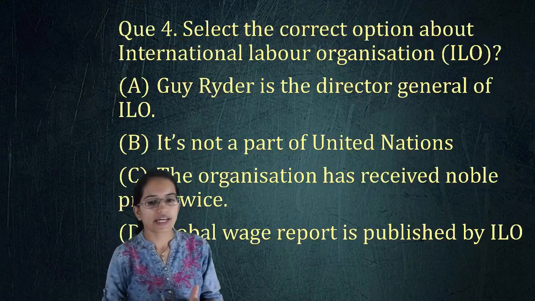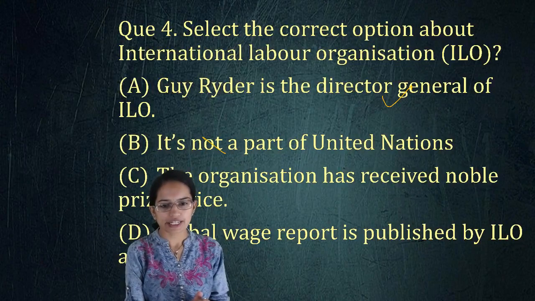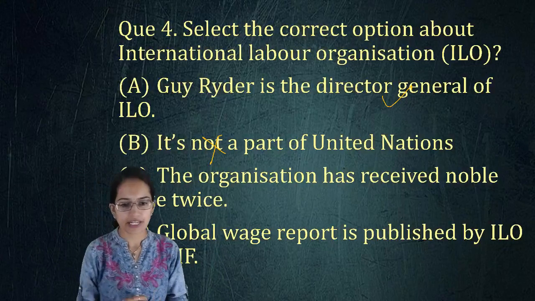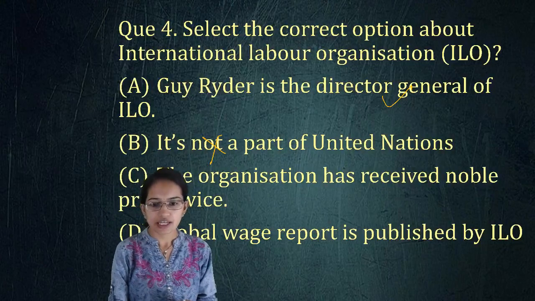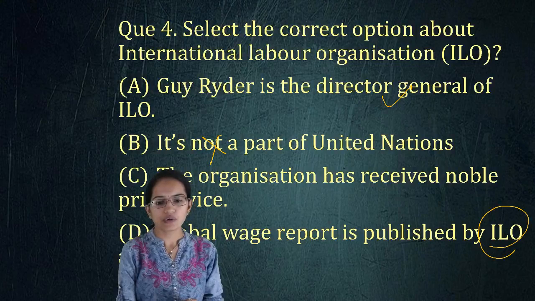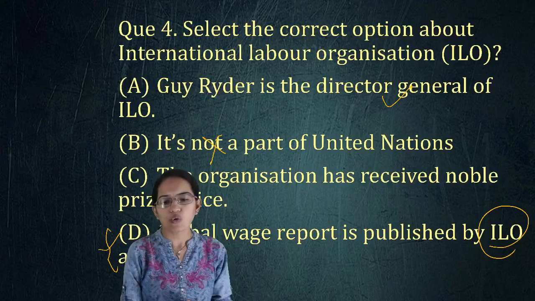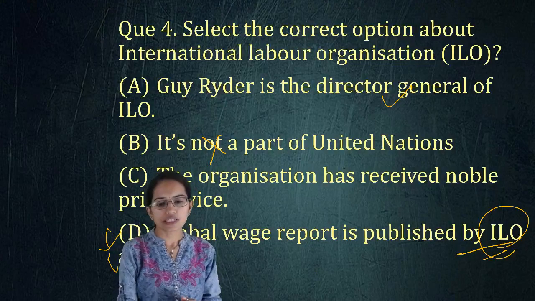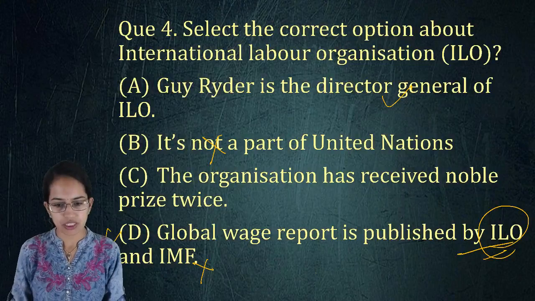So Guy Ryder is the Director General of ILO. That's correct. It's a part of United Nations. So this is incorrect. The organization has received Nobel Prize once, and the report that has been published is only by ILO, not by IMF. Okay, so that's the confusion. The global wage report which is published is only and only by ILO, no role of IMF there. So all the remaining statements have been incorrect. So you have only the first option that is correct.